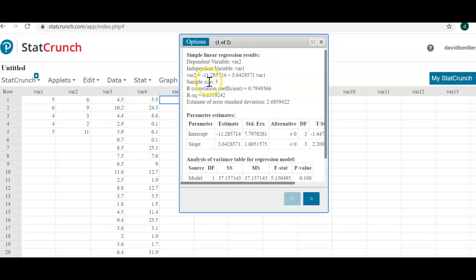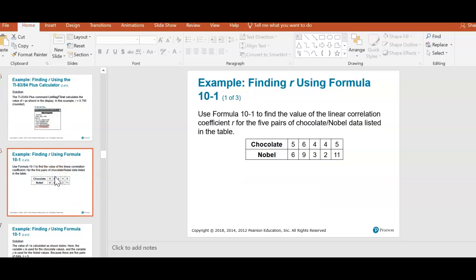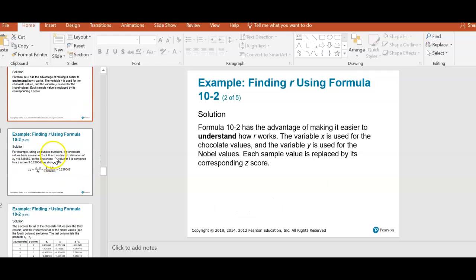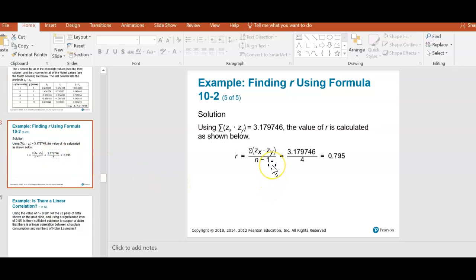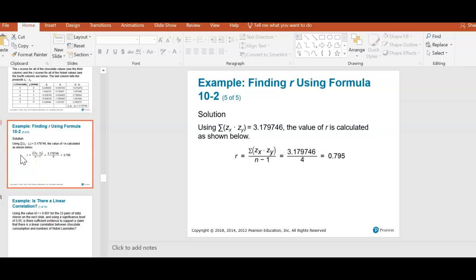There's a lot of information on here. You can see the correlation coefficient, though, is right there, 0.7949366. If we go back here, you see they found the same thing, 0.7949366, or 0.795. Now they go through the many steps of doing this with the formula to eventually get the same thing, 0.795. But yeah, so that's it. It's really easy to calculate in StatCrunch.